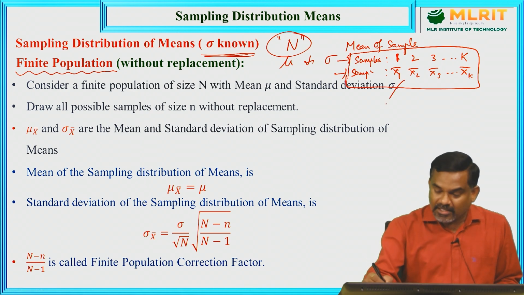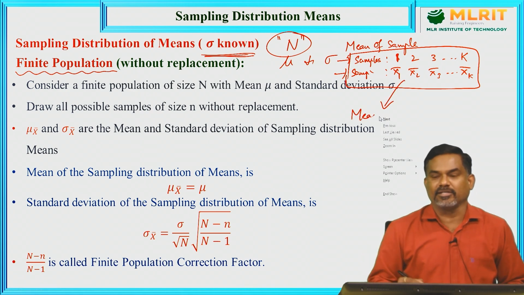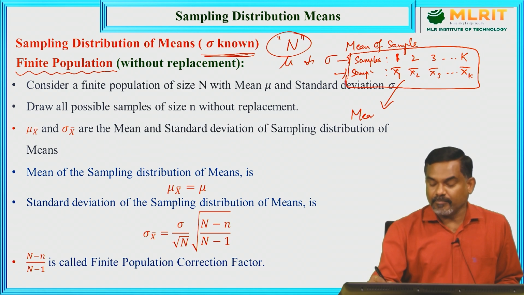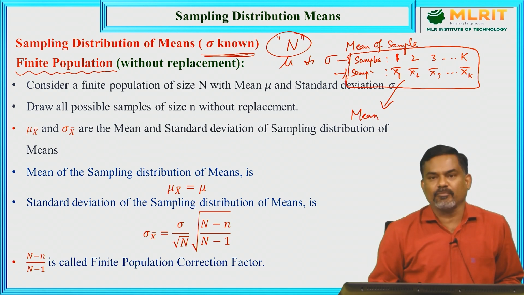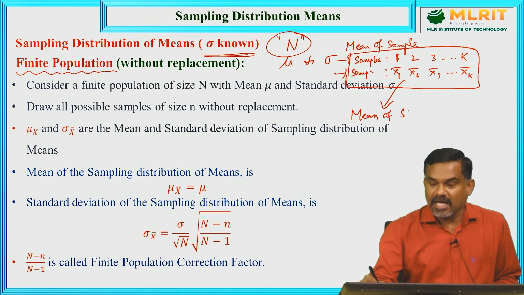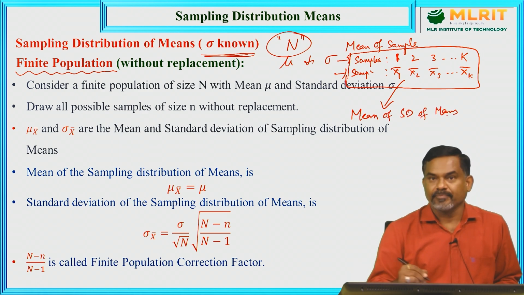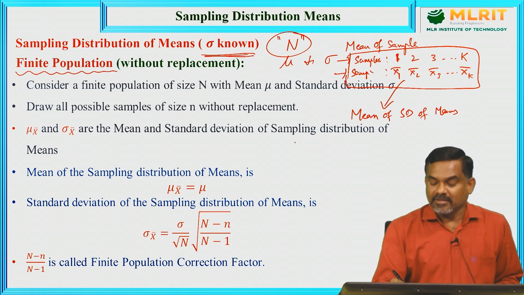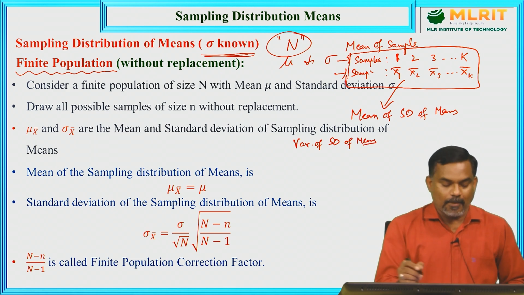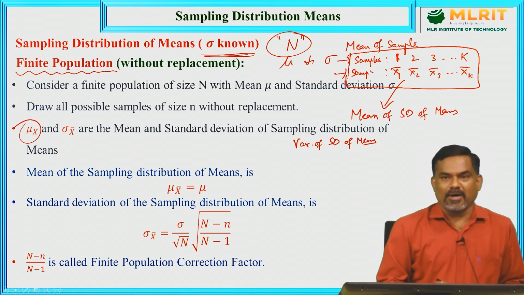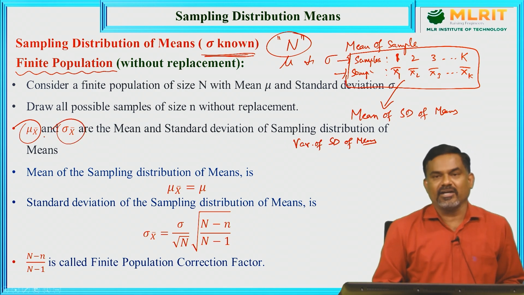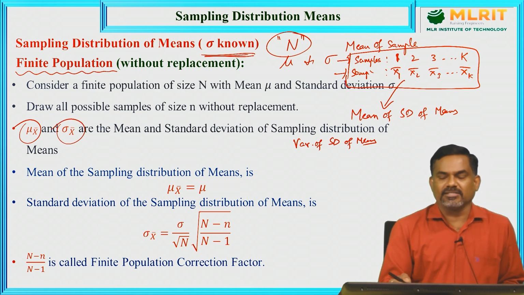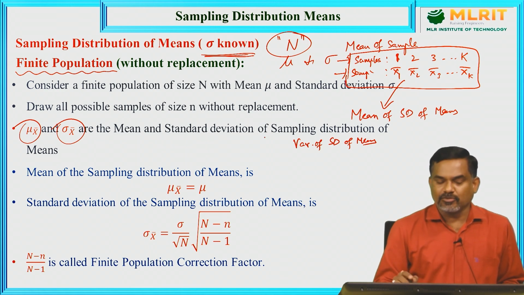And if we calculate again the mean for this sampling distribution of means, that is called the mean of the sampling distribution of means. Similarly, if I calculate the variance for this sampling distribution, that is called the variance of the sampling distribution of means. Let us denote these terms by mu x bar, the mean, and sigma x bar, the standard deviation, where sigma square x bar is the variance. So mu x bar and sigma x bar are the mean and standard deviation of the sampling distribution of means.